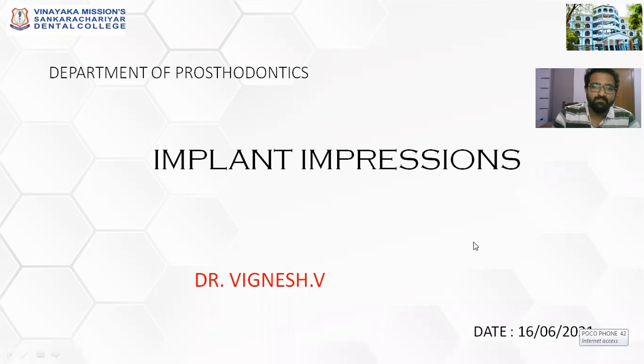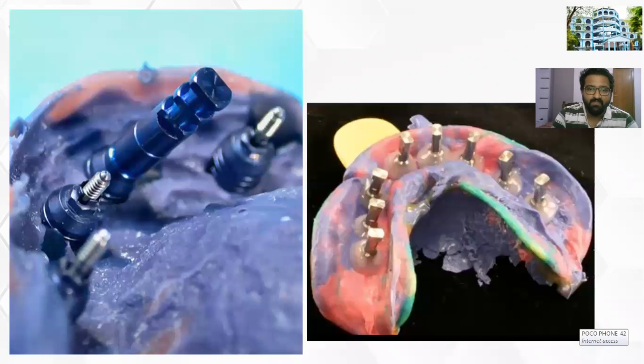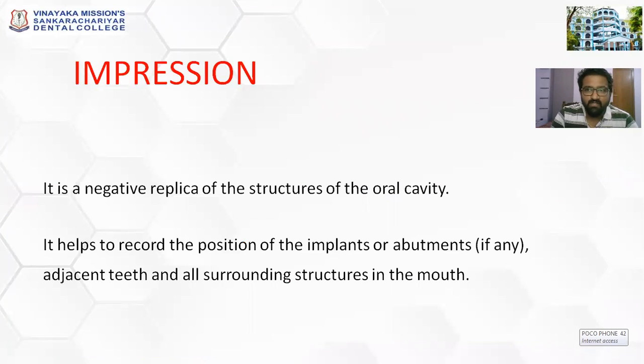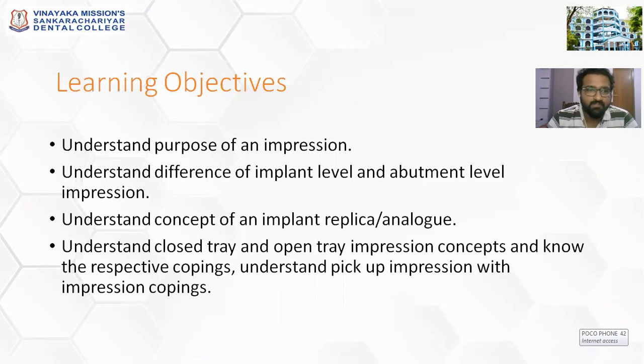Today we are going to see the implant impressions. Okay. So what is an impression? An impression is a negative replica of the structures of the oral cavity. It helps to record the position of the implants or the abutments and also the adjacent teeth and all the surrounding structures in the mouth.